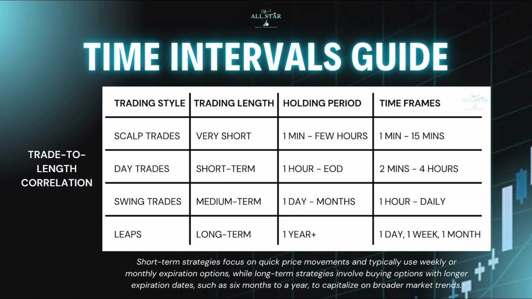Now, when it comes to LEAPS, these are going to be long-term trading lengths that you would hold. And of course, it's going to be anywhere from 1 year out. And it can be analyzed on the 1 day, 1 week, 1 month, or essentially any time frame. Now, the great thing about these is that the short-term strategies pretty much focus on those price movements, and it's usually going to be for weekly or monthly expirations, but that's only when it's short-term. Now, long-term strategies involve buying options with longer expiration dates, as I've mentioned before. This can be 6 months to a year, and it just capitalizes on broader market trends.